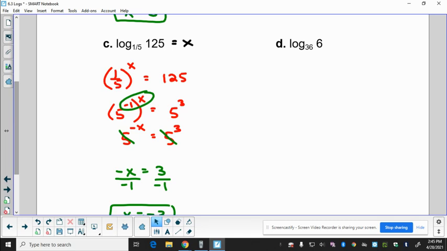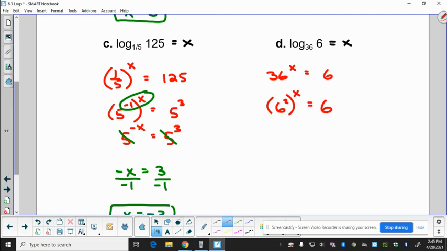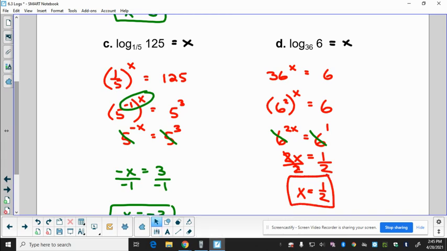Let's go to part D. Once again, let's just picture this as equal to x. So this would be 36 to the x power equals 6. Well, if I could just change that 36 into 6 squared to the x power, I think I can get this job done. I'll multiply my exponents. Of course, that 6 has an exponent of 1, right? So this will be 2x equals 1, divide by 2. There's my answer, 1/2. By using logarithm properties, I can actually solve these equations.